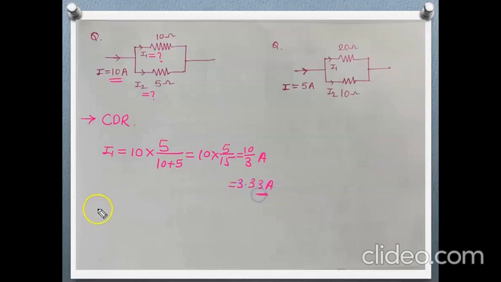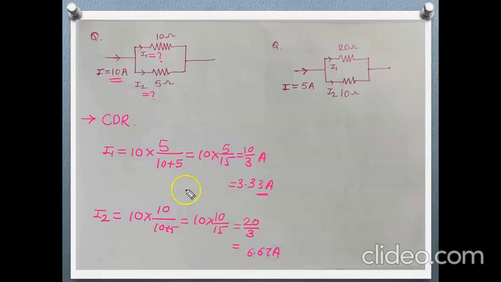3.33 ampere. Similarly, I2 is what? I2 is the total current flowing through the circuit, which gets distributed into these two branches. I2 is the current flowing through the 5 ohm. So its opposite resistance is 10 divided by again 10 plus 5. Okay, so this will be what? 10 into 10 upon 15 is nothing but 20 upon 3, which gives the value as 6.67 ampere.